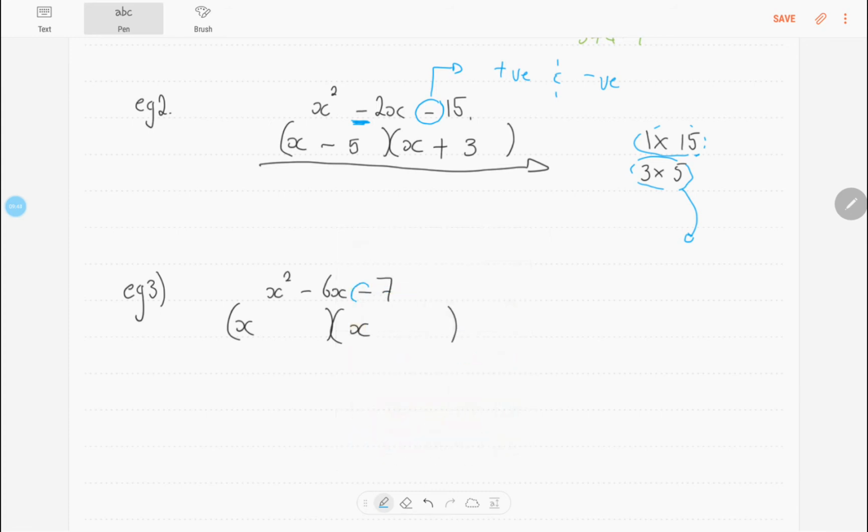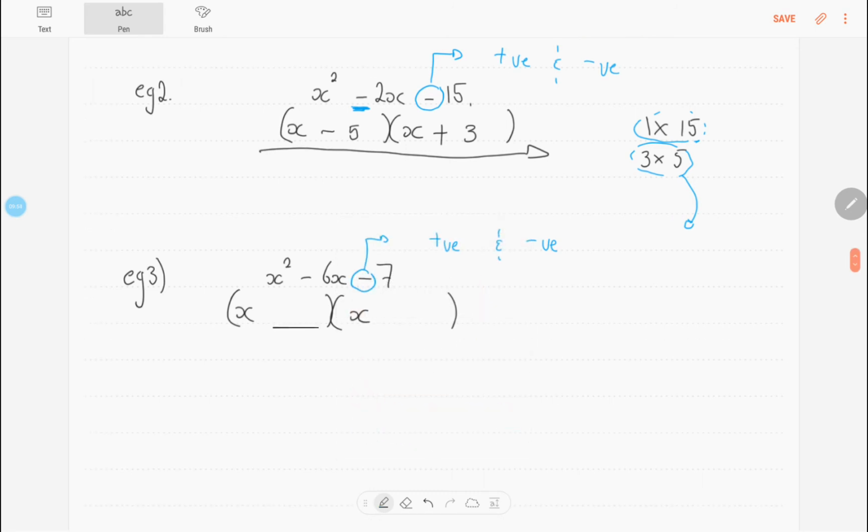So this is a minus. What does that tell us? That inside a bracket, one of them is going to be a plus and one of them is going to be a minus sign. Cool. So I can also write that in straight away. Plus and a minus. All right, now we need to find our numbers.